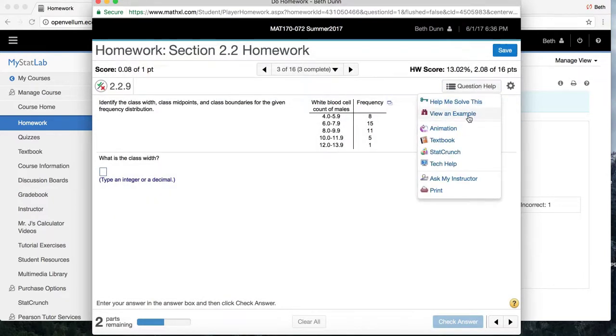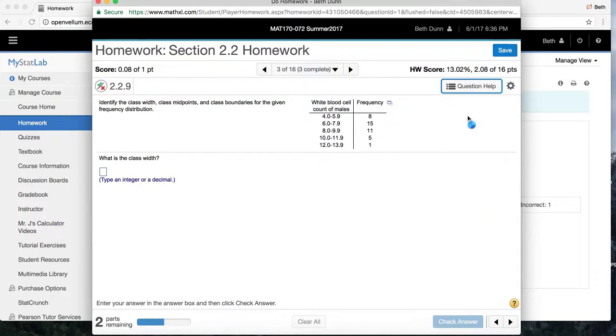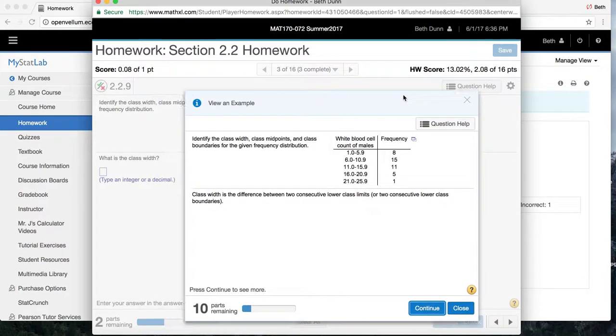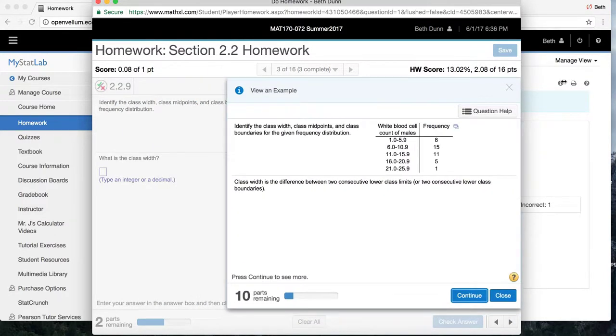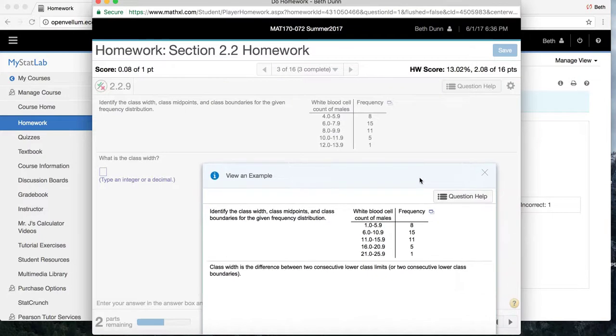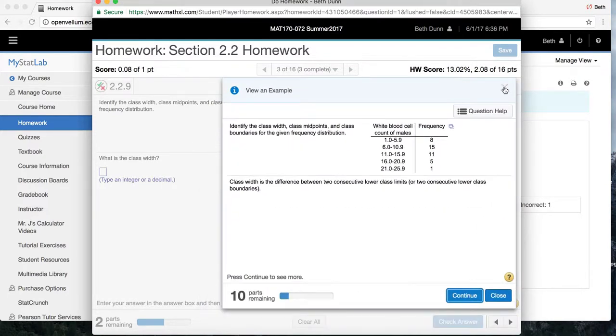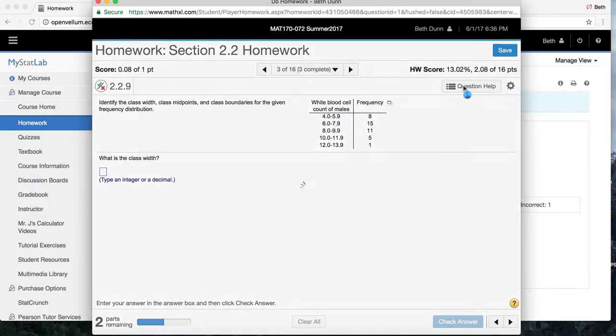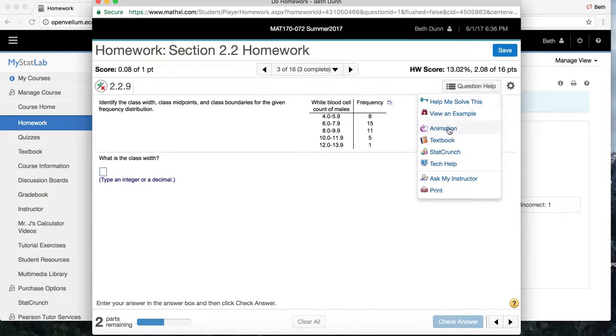View an example is going to give you an example which you could load on this page and have side by side. It's not the same numbers that are in our example, but it's a similar question, and it will help you walk through the certain steps. You could look at animation. If you click on textbook, that takes you to the actual pages in your textbook that will explain these concepts.